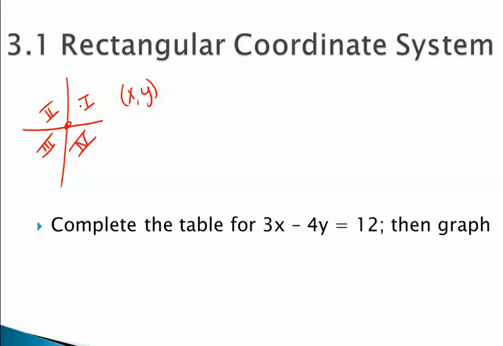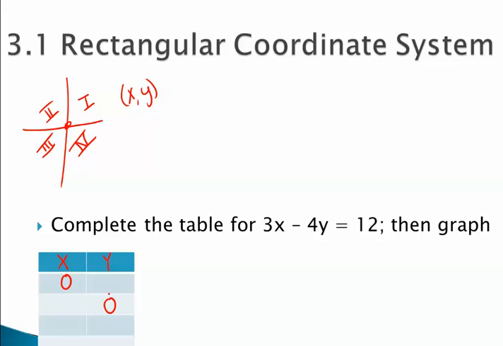A lot of this section is just plotting your points and then graphing. So we're going to take a look at this first one where it says complete the table for 3x minus 4y equals 12, and then we're going to graph. If you remember how to make a t-chart, I'm going to put x right here, y right there, and we're going to start by doing our x and y intercepts. Those are very nice and easy ways to get 2 points.